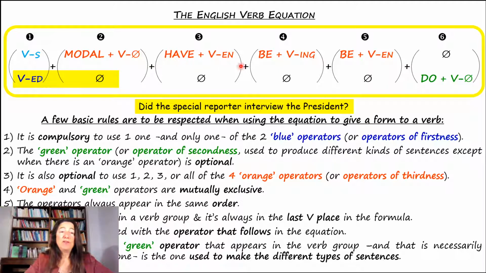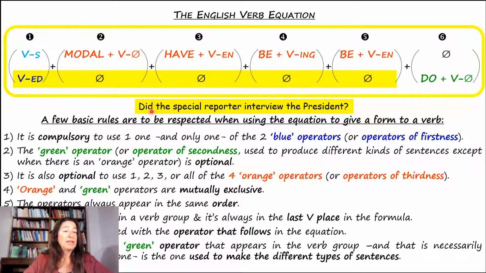Do we have have plus VEN, the perfect, or do we not have the perfect? Again, here, no perfect, so 0 is the symbol that we will keep. And is there B plus VING or not? So this 0 here stands for the simple form, and we have indeed here the simple form. And then again, obviously, this is the active voice here. That's what this 0 stands for, the active voice, as opposed to the passive voice.